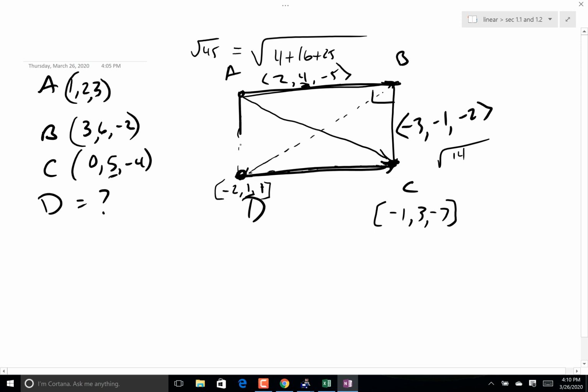Okay. Now, is that also true going from here to here? Well, I think so. Check it out. This side here is -3, -1, -2. Well, if I start at A, and I go -3, it puts me here. If I go -1, it puts me here. If I go -2, it puts me there.